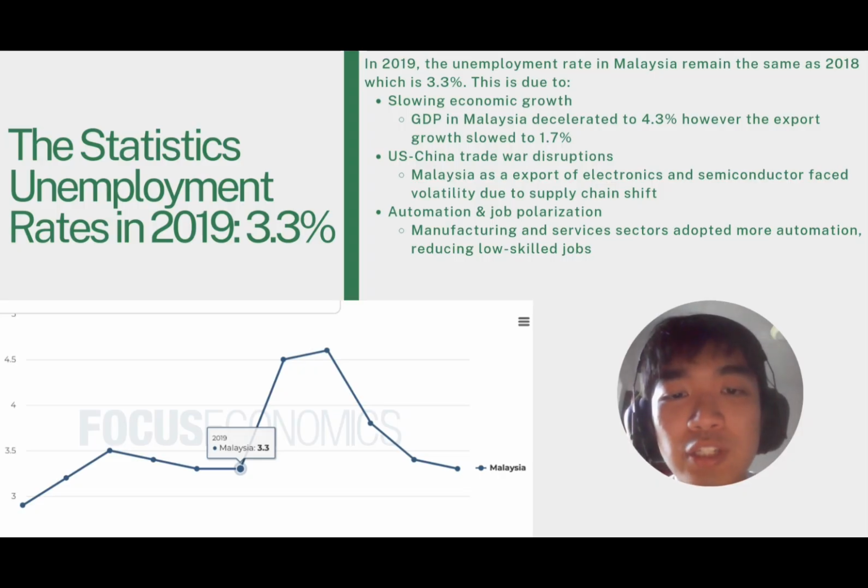The US-China trade war also disturbed the unemployment rate. Malaysia, as an exporter of electronics and semiconductors, faced volatility due to supply chain shifts. Manufacturing and services sectors adopt more automation, reducing low-skill jobs.